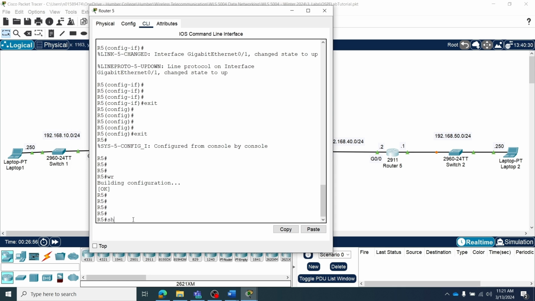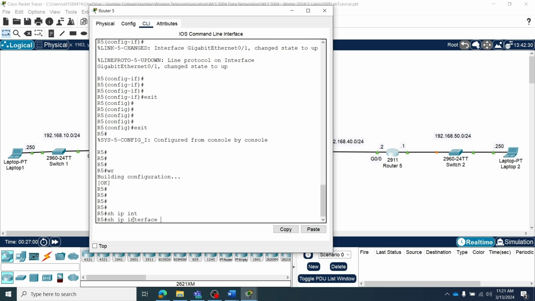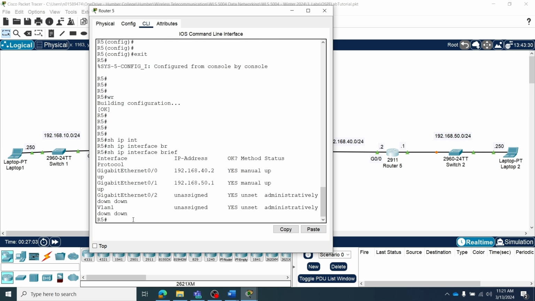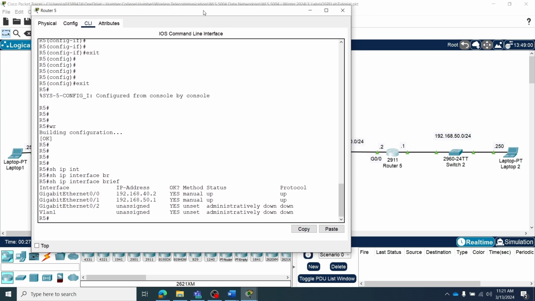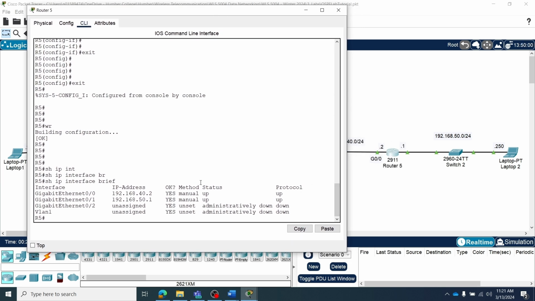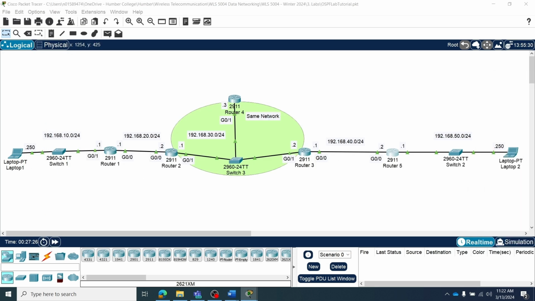If we do the show IP interface brief, you can see what interfaces and IP addresses we configured. We configured 192.168.40.2 to GigabitEthernet 0 and 192.168.50.1 to GigabitEthernet 1. We have the same kind of configuration on the other routers.